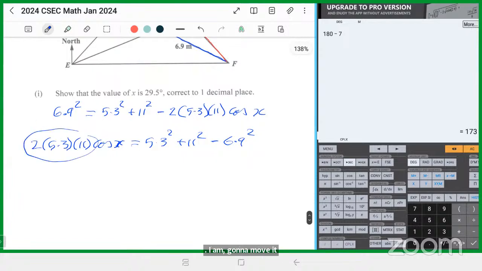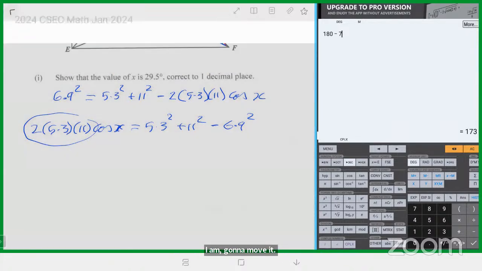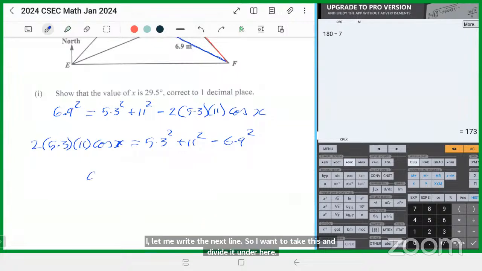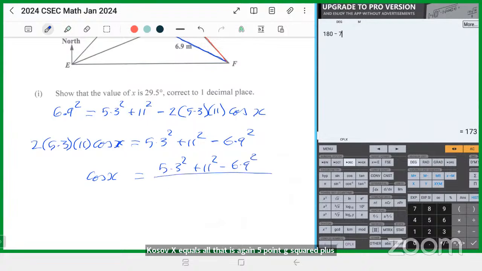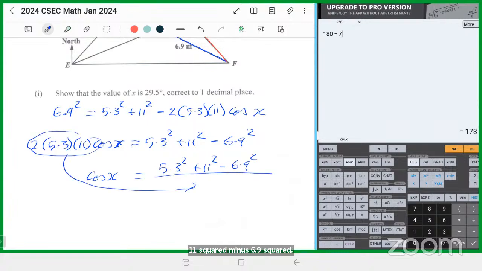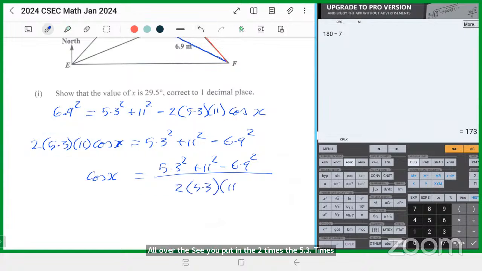So I'm going to take this and divide it under here. So I'm going to end up with, as I have a space, I'm going to do it this time. Cos of x equals all of this again. 5.3 squared plus 11 squared minus 6.9 squared. All over the whole of this now come under here, so we divide it. So you put in the 2 times the 5.3 times 11. That's why you need a good calculator. A lot of people go and type this out here, and then put divide by 2 and then start put times, which is going to give you the wrong answer. Promise you.